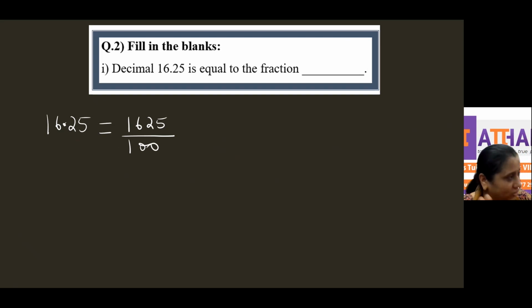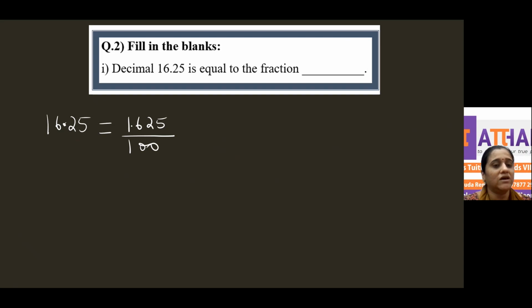16.25 is equal to. So write the number in the numerator. You should write the number without the decimal point: 1625. And the denominator will be 10, 100, 1000, 10,000, and so on. Now, after the decimal point, 25, there are two digits. So, 1 followed by two zeros, 100. Now, you should not leave it like this. You must reduce this. You must simplify this.